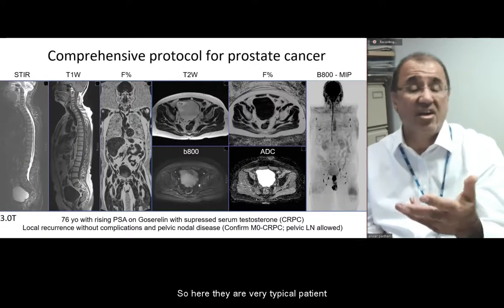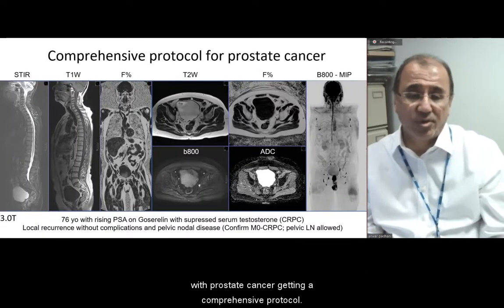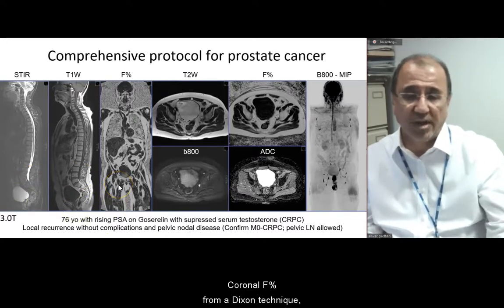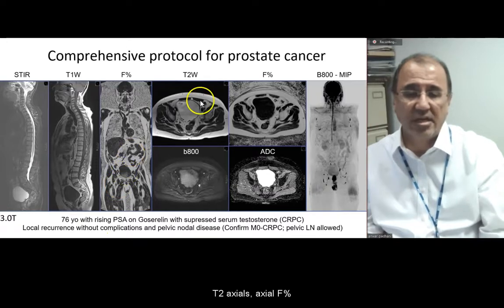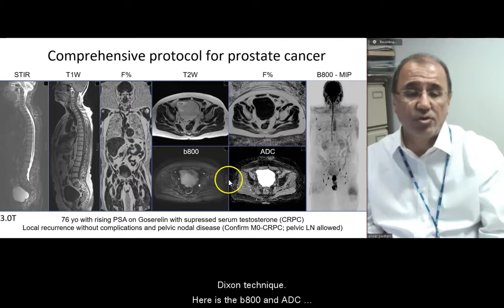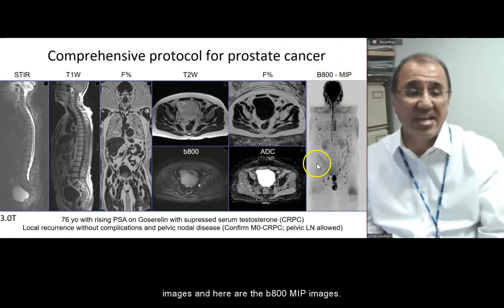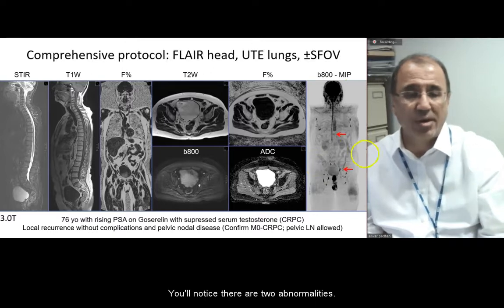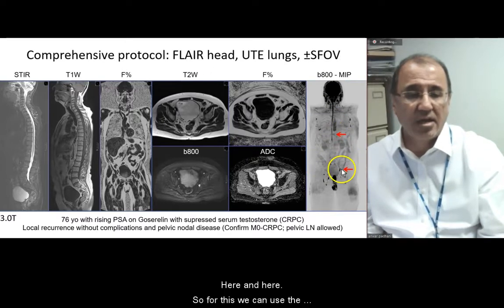So here's a very typical patient with prostate cancer getting a comprehensive protocol. So STIR, T1 coronal, fat fractions from a Dixon technique, T2 axials from a Dixon. Here is the diffusion weighted imaging. Here is the B800 MIP sequence. And you'll notice there were 2 abnormalities, here and here.